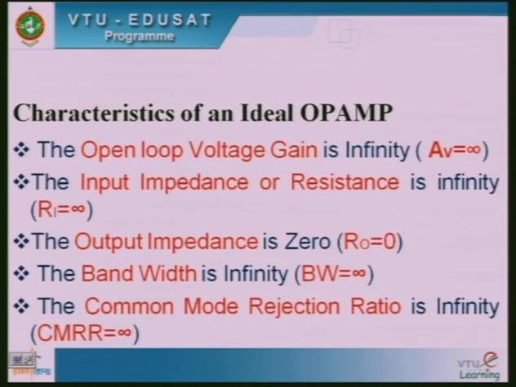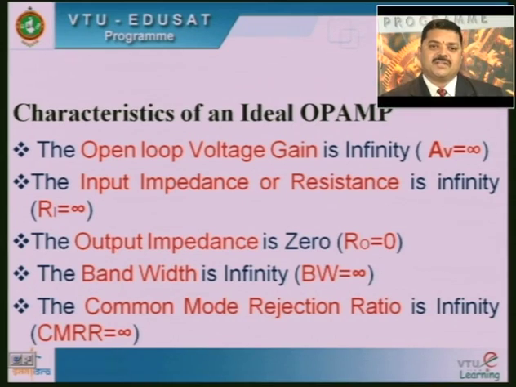What is the bandwidth of an operational amplifier? The bandwidth of an ideal operational amplifier is infinity. BW is infinity. The common mode rejection ratio, CMRR, is infinity.